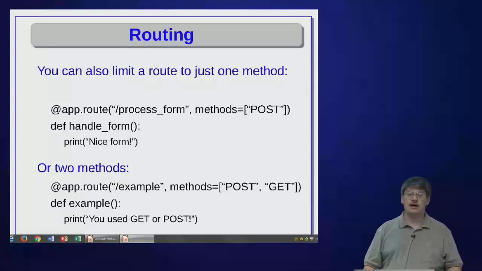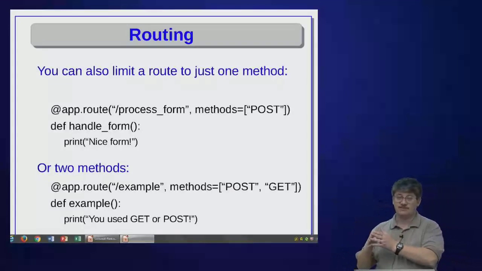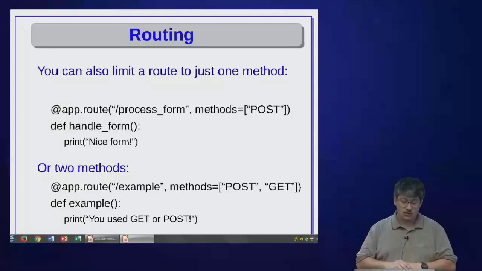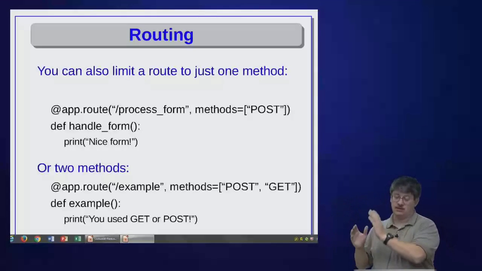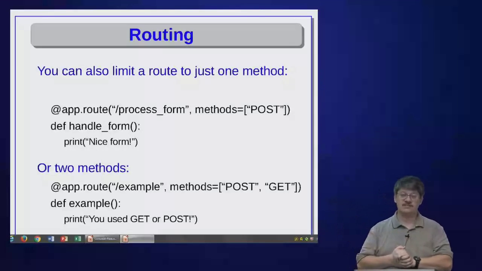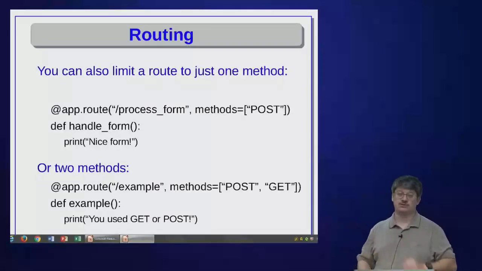You can also, instead of specifying one method, specify a list of methods. So you can, for example, restrict it to just get and post requests. So I can say @app.route /example methods equals, and then the list post, get. And so if it's either a get request or a post request, it'll trigger this function named example, and it'll print you used get or post instead of something like head or put.